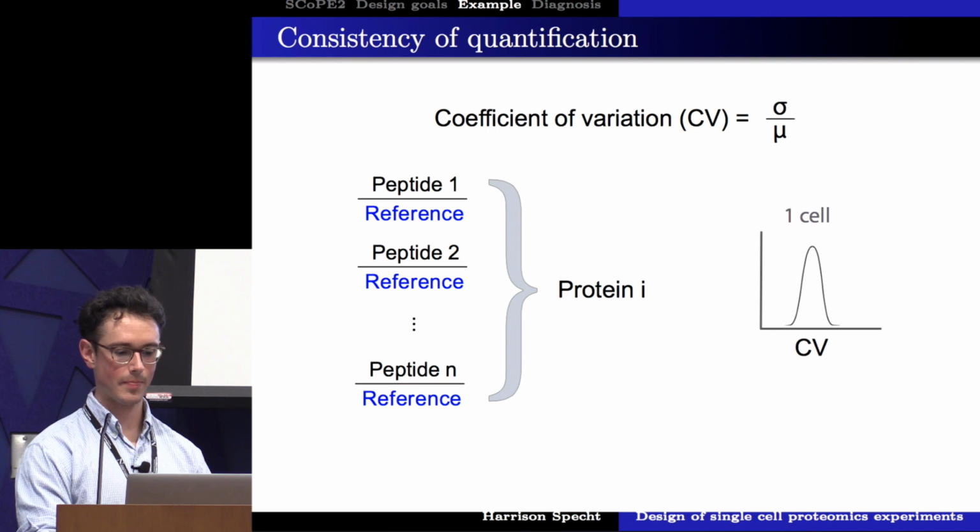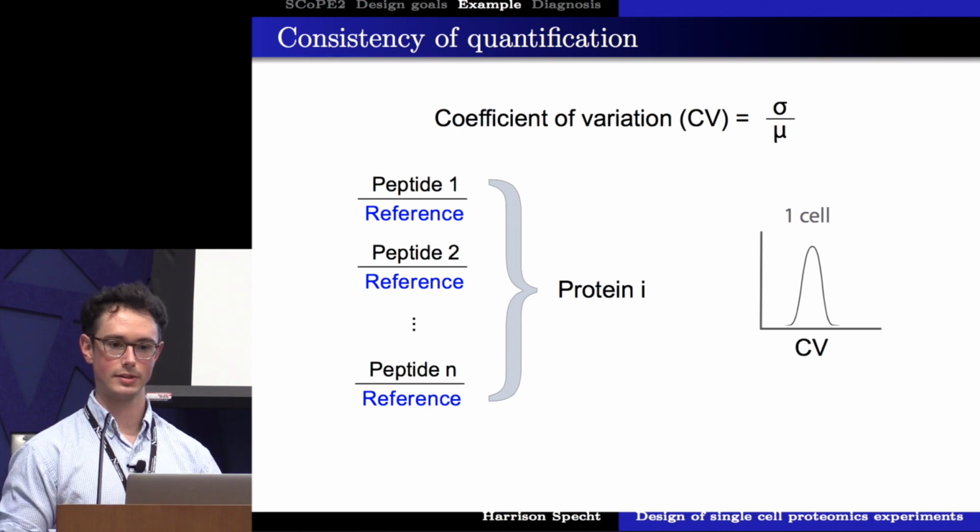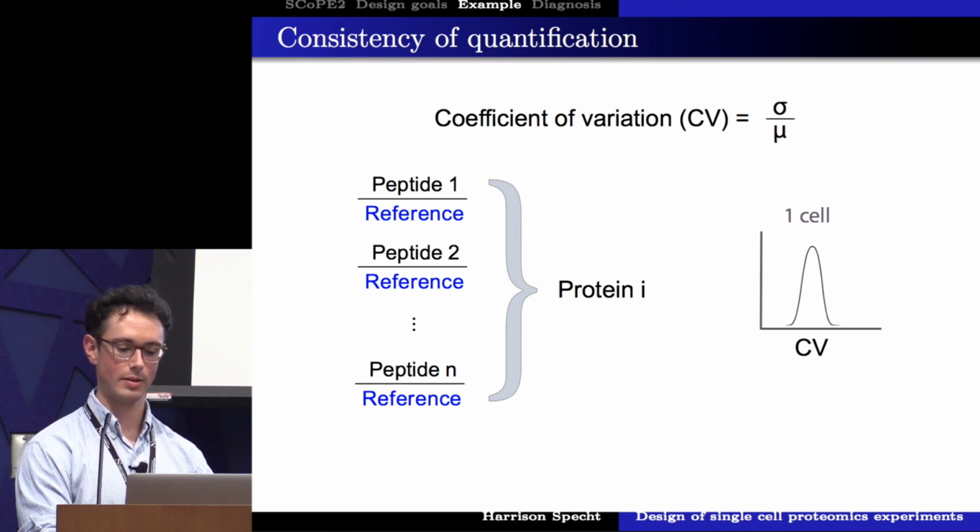So just as a recap, we're going to look at the CV for each protein in each single cell. We're going to use that to compute a distribution of CVs for each single cell. And then for each single cell, we're going to take a median value of CV and plot that on the next slide.